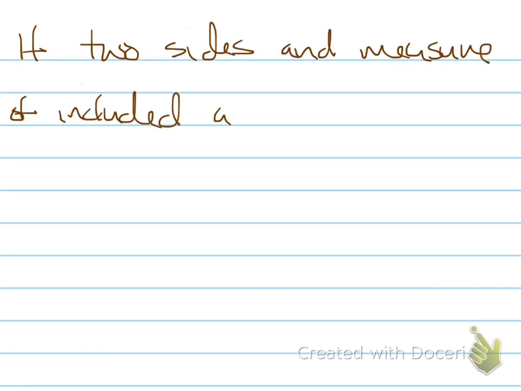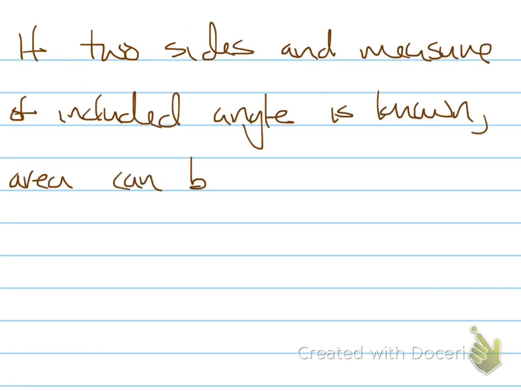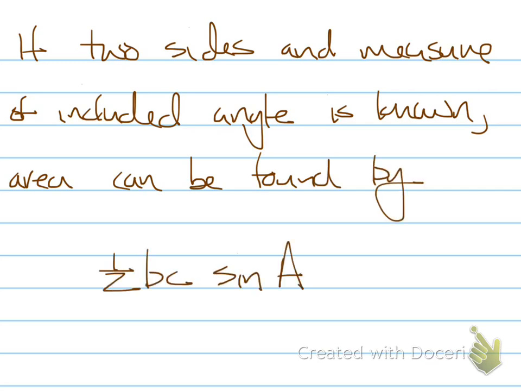Now, if two sides and the measure of the included angle are known, the area can be found by using the formula that was introduced in the law of sines lesson: 1/2 the product of those two sides, times the sine of the included angle.